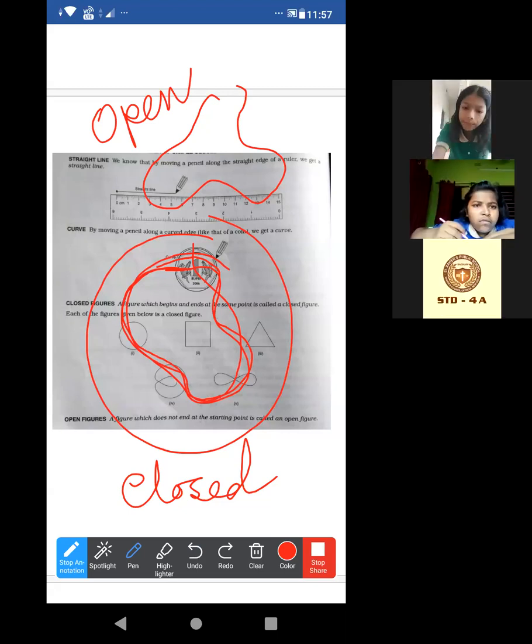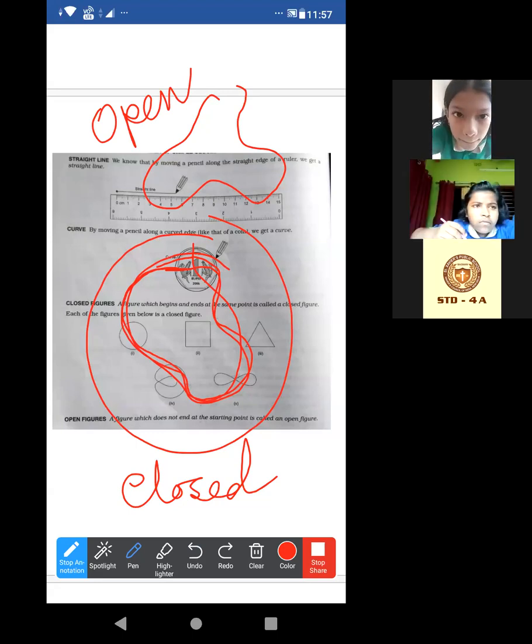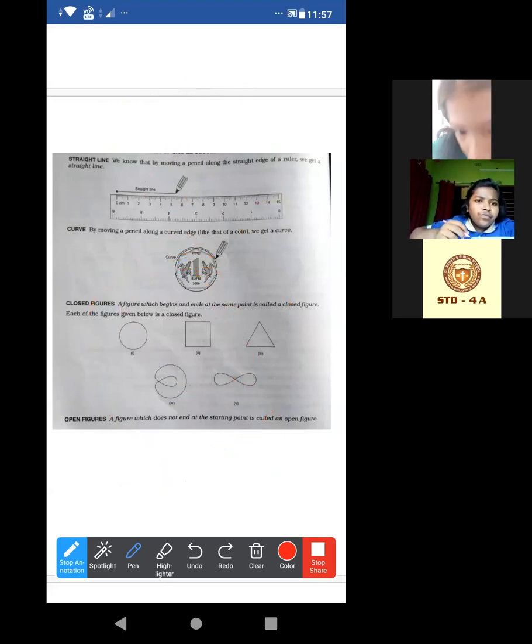Acha, okay. Already it is in your book. Geometry, that one is in your book, but no need to open your book right now. At first, try to understand. Note down these points. Look at this. Acha, sorry, wait for a minute.